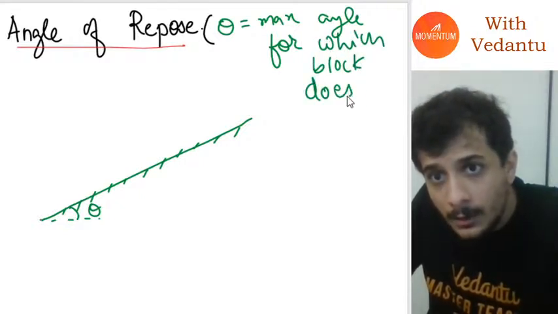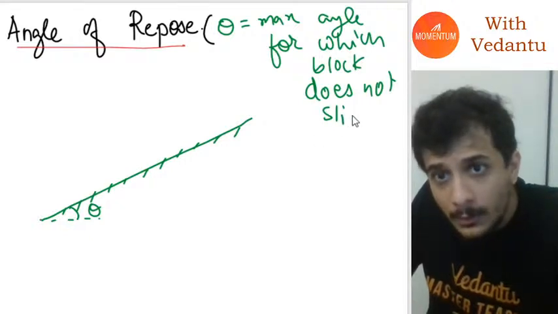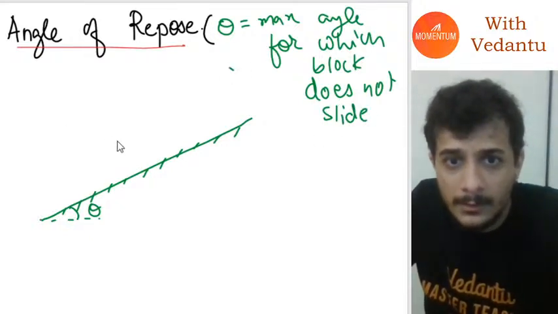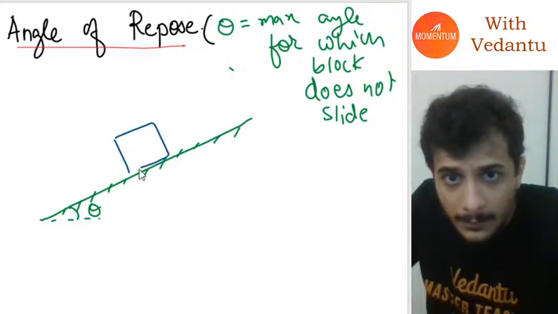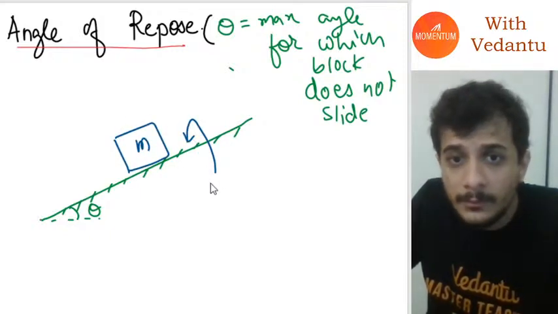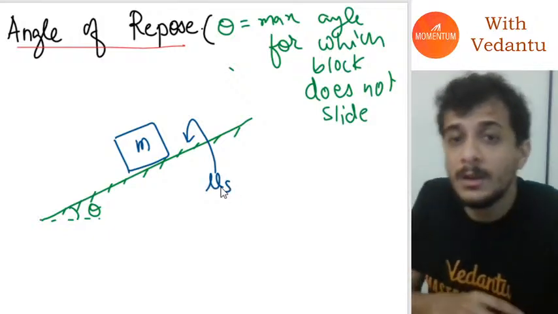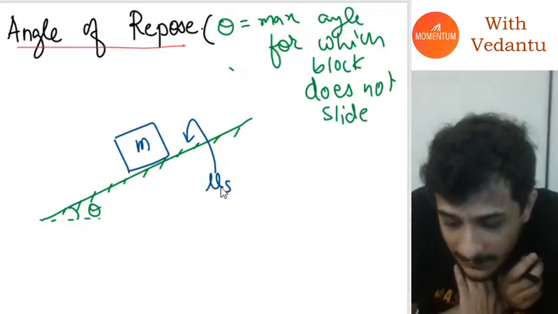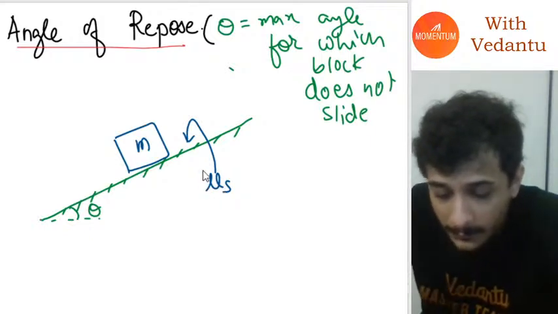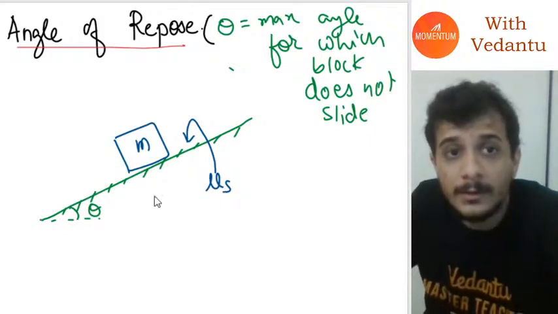Okay, which block am I talking about here, guys? I didn't make any block in the diagram. Let's make a block here. Let's say I have a block of mass m here, which is on a surface having coefficient of static friction mu s. Now, how do I calculate this angle of repose?